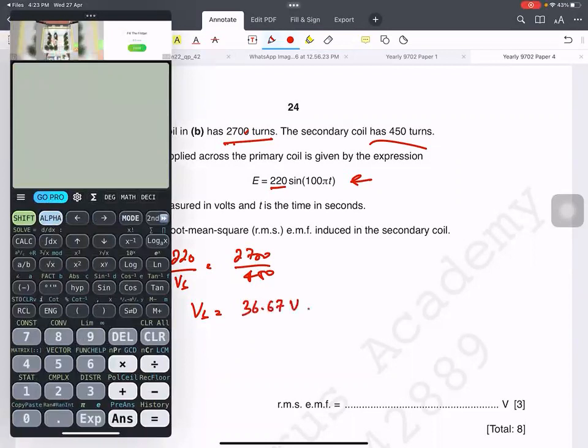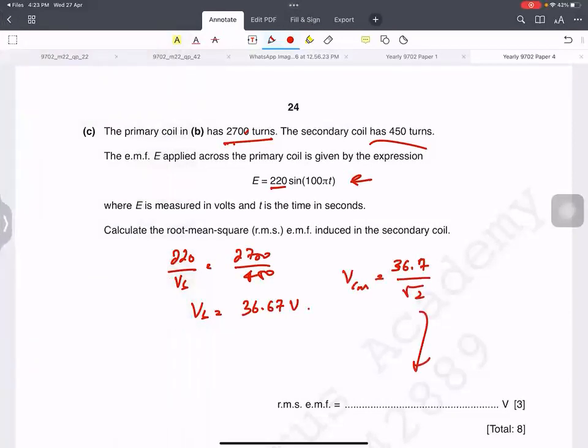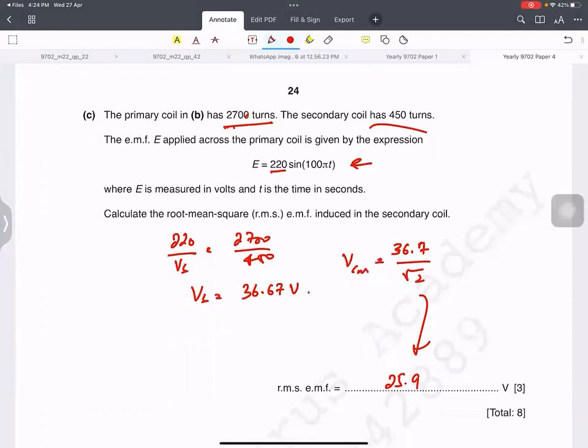36.67 volts, right? Ab hum likhenge 36 point because it said ERMS divided by under root. Yes. Answer: 25.9 volts. Okay, very good.